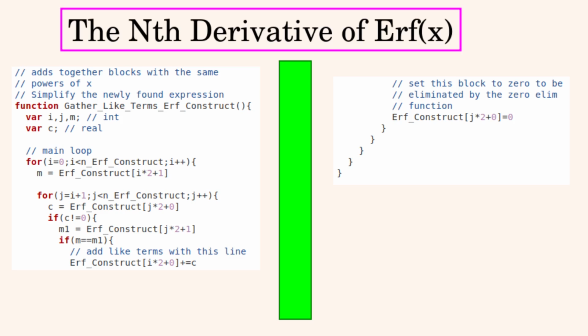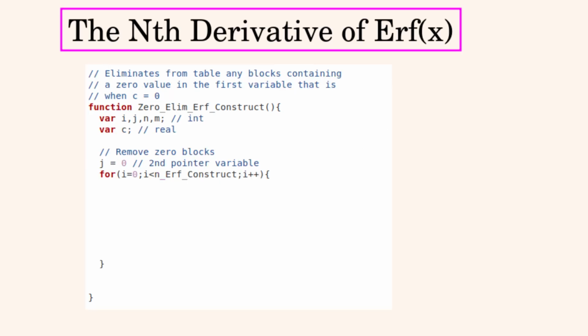So now we've got to eliminate all of the 0 terms in this expression. We'll do this by having 2 index variables in the same loop, so that one will lag the other, only writing the term when its coefficient isn't equal to 0.